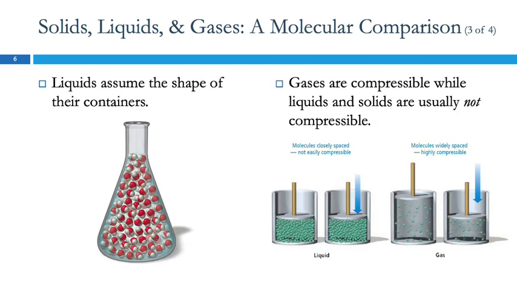So this is kind of what I already said. Liquids will take on the shape of their containers. Gases are compressible. They're also expandable. So if we have a piston here and it has a liquid in it, we can push down on that piston, but we can't compress the liquid anymore, right? Whereas if we have a gas and we push down on that, we can squeeze those molecules closer together because there is empty space in between.